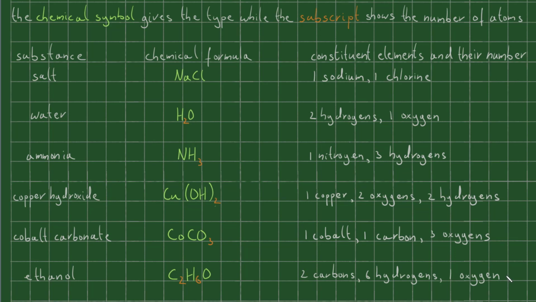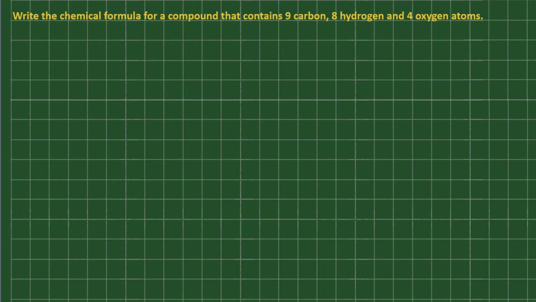I'm going to get rid of this and bring in problem number 1. So I need to write the chemical formula for a compound that contains 9 carbon, 8 hydrogen, and 4 oxygen atoms. Okay, so the symbol for carbon is C, but I have 9 of those, so I'm going to place a 9 in subscript. The symbol for hydrogen is H, but I have 8 of those, so I'm going to place an 8 in subscript.